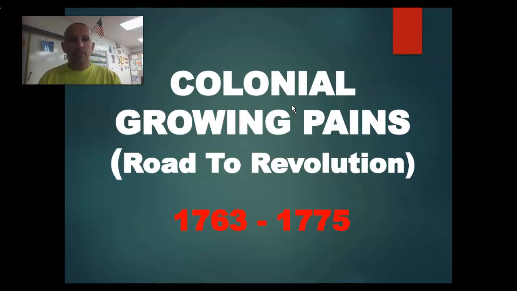We are starting Chapter 5, which is titled The Road to Revolution. So we're going to be looking at what are the causes of the American Revolution. And the first topic that we are going to look at is called colonial growing pains.